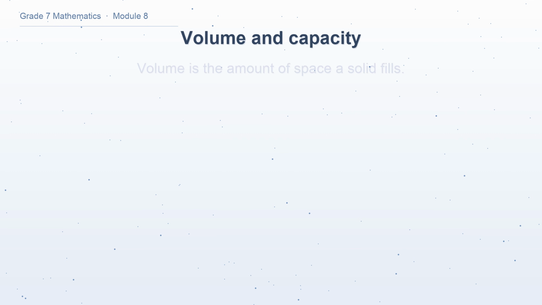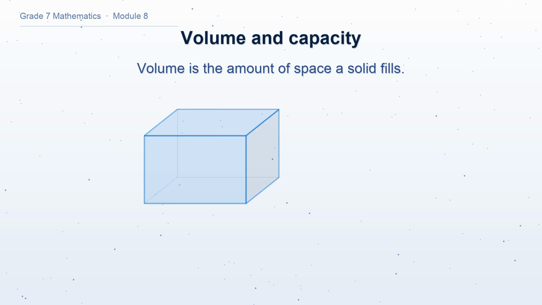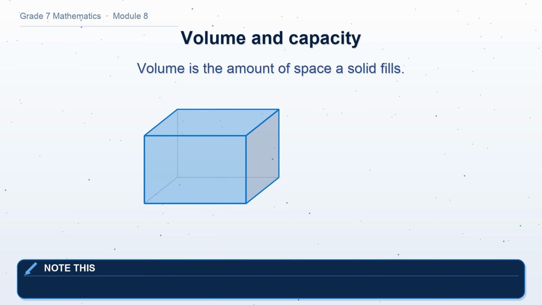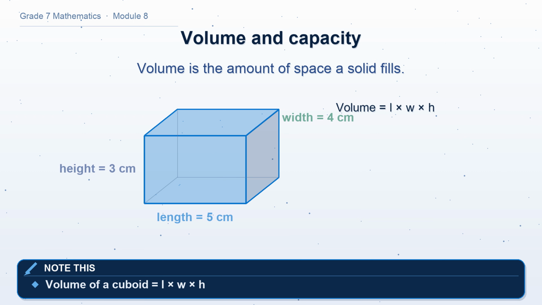Finally, we measure the space inside a solid. Volume is the amount of space an object fills, counted in cubes. For a cuboid, the volume is the length times the width times the height. Our box is 5 by 4 by 3, so its volume is 5 times 4 times 3, which is 60. Because volume fills space in 3 directions, we measure it in cubic centimeters.